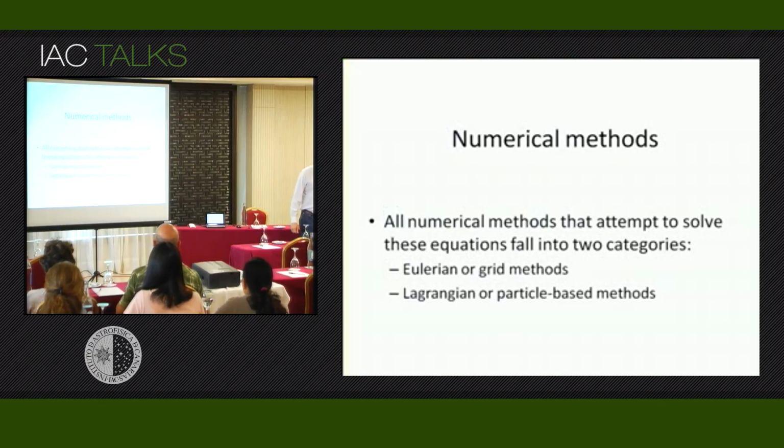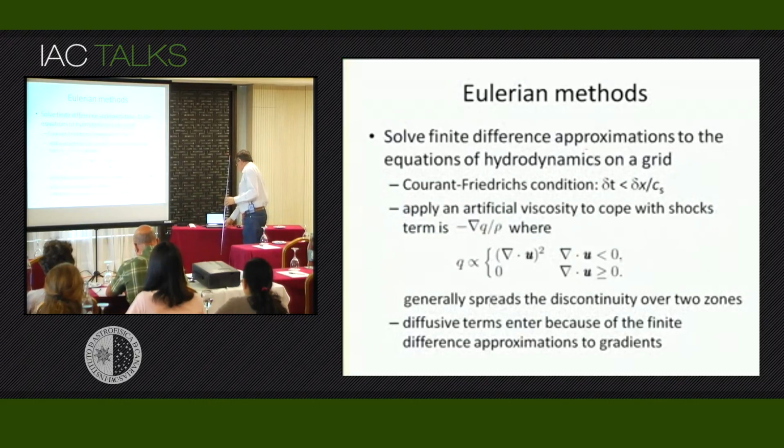Now, there are various numerical methods to solve these equations, and they fall into, or at least they used to in the old days, two clean categories. There's now a sort of hybrid one, which I'll talk about later. But there are Eulerian methods, which use grids, and Lagrangian methods, which use just particles. And I'll spend some time describing both of those methods.